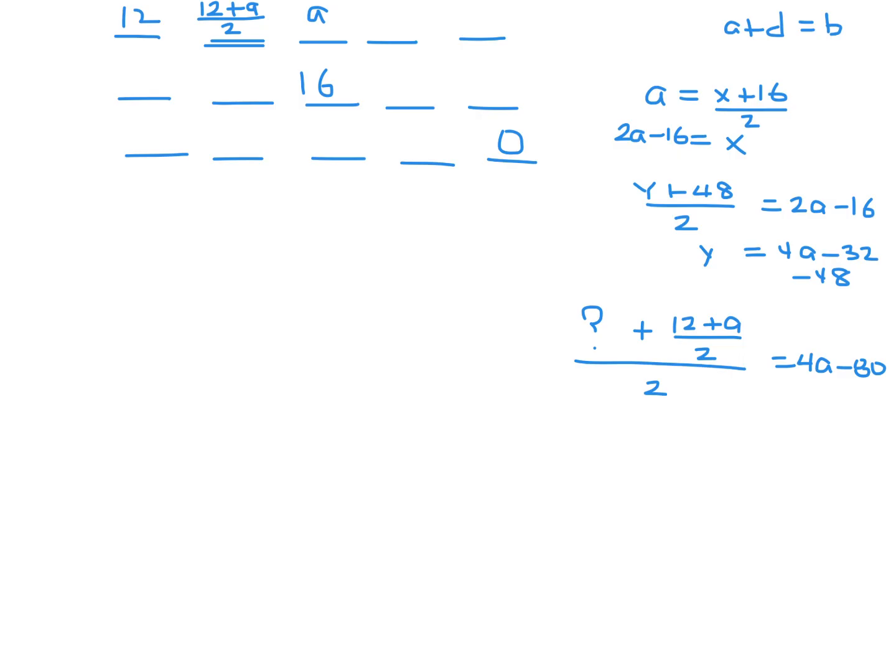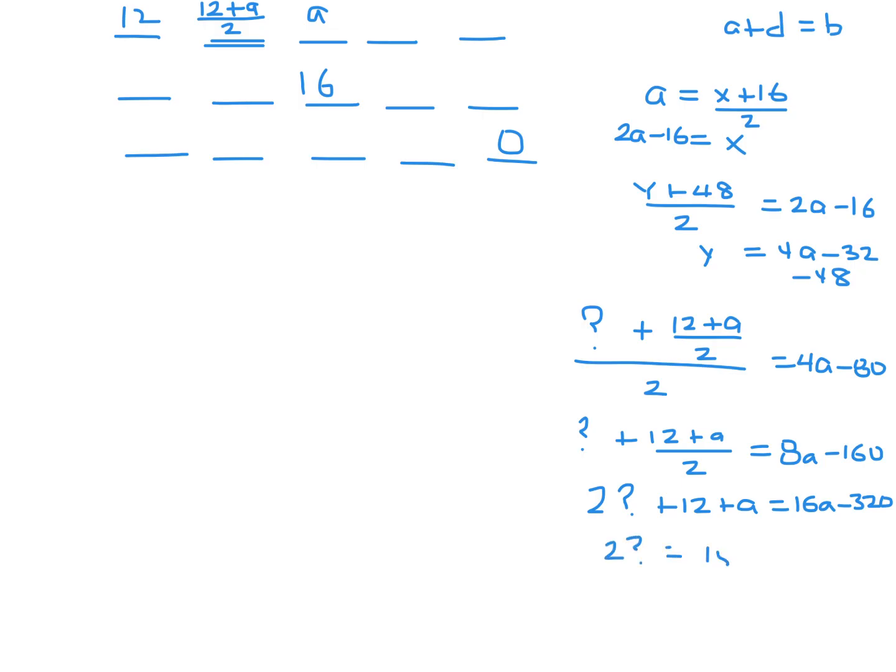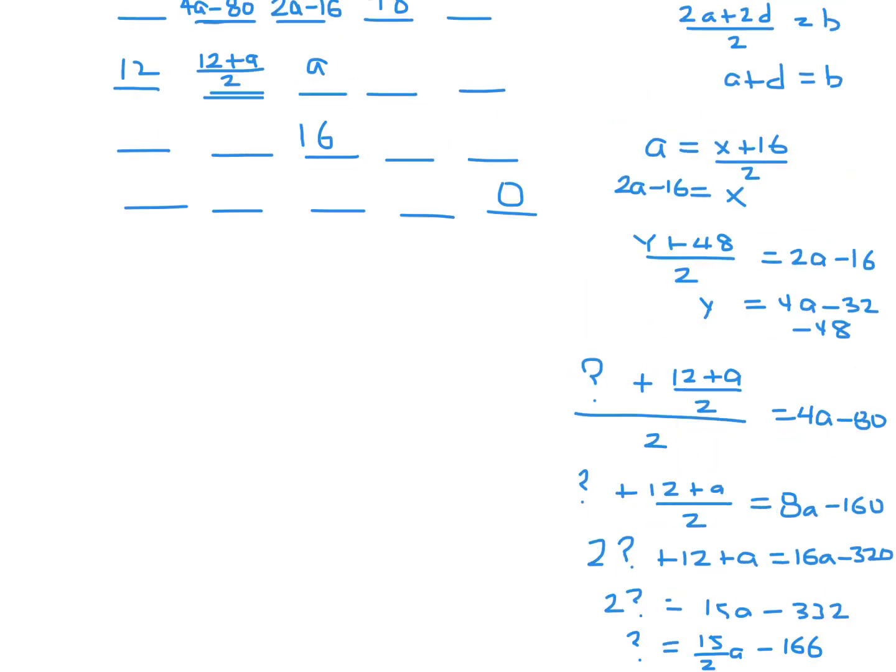So let's see here, multiply through by 2, so question mark plus (12 plus a) over 2 is 8a minus 160. And then let's multiply through by 2 again. 2 question mark plus 12 plus a is 16a minus 320. And then 2 question mark would be 15a minus 332. And then finally, question mark would be 15 over 2 a minus 166. Okay. 15 over 2 a minus 166.